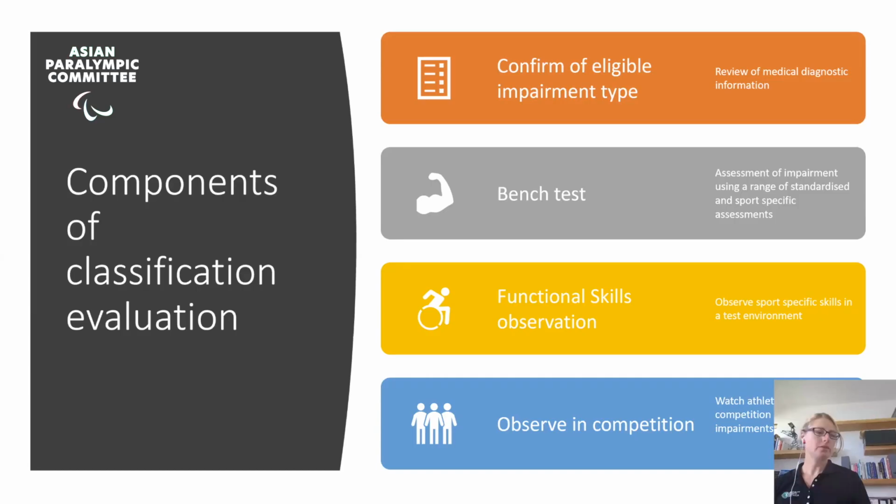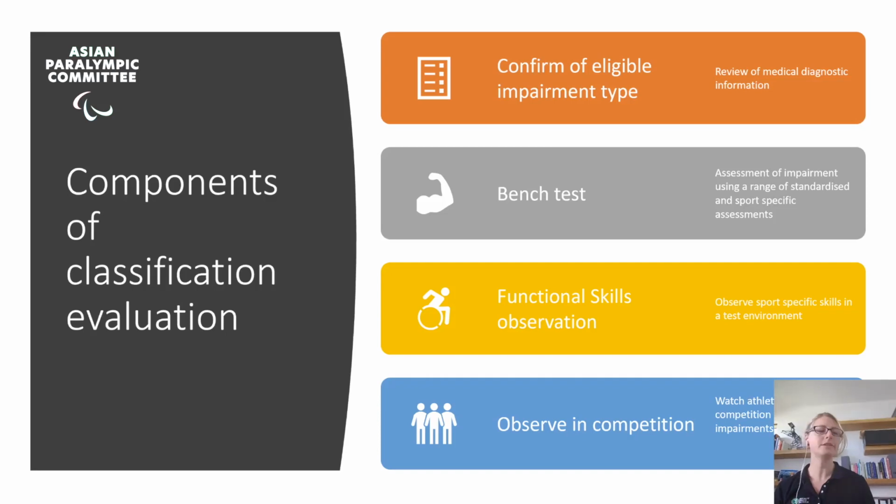So taking a look at the process of the classification, this is what we do when we implement the classification system. This starts with confirmation of an eligible impairment type, where an athlete will supply us with some medical information that confirms the presence of an eligible health condition, which we talked about with the eligible impairment types before. Next, we'll do a bench test, which is where we will assess the impairment that somebody has. So for somebody who's presenting with, say, impaired muscle strength, we might do some strength testing. Someone who presents with spasticity, we might then do some spasticity scores or some coordination testing.